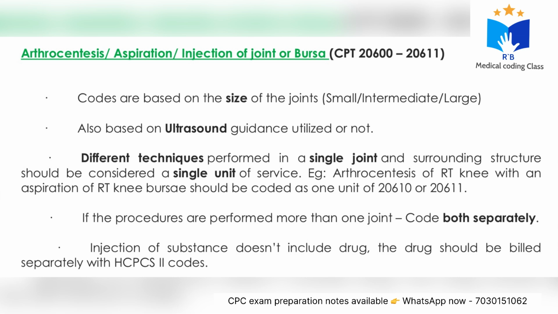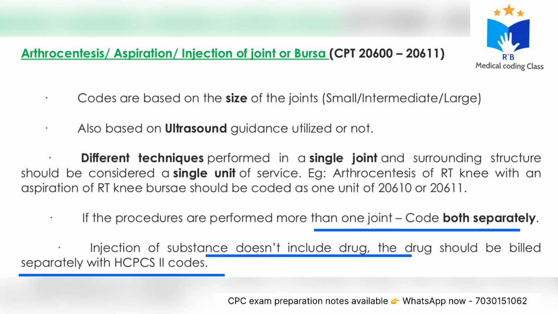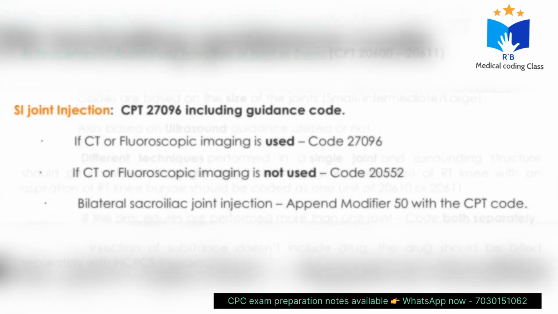Then if the procedure is performed on more than one joint, then code both separately. And one point, injection of substance doesn't include the drug, so the drug should be billed separately with HCPCS Level 2 code.